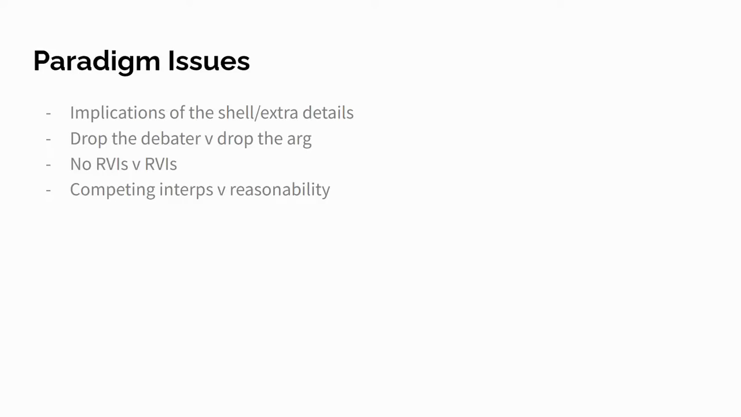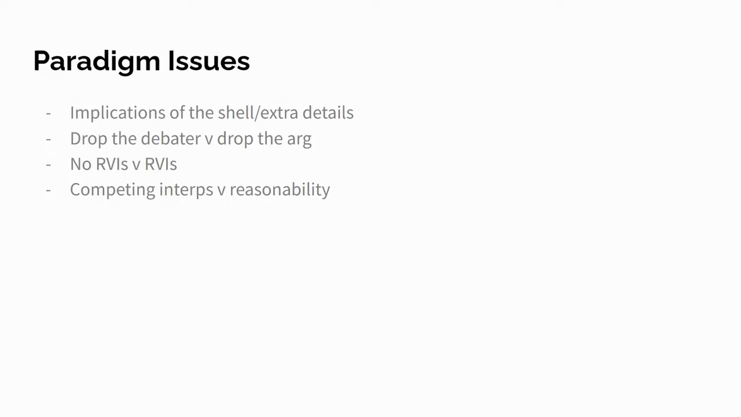Next are the paradigm issues. Paradigm issues talk about the implications of the shell and extra details of it, and they typically come at the end of the shell. The three most common paradigm issues deal with drop the debater versus drop the argument, no RVIs versus RVIs, and competing interps versus reasonability. Drop the debater versus drop the argument talks about the implication of the shell: whether you drop your opponent or just drop the argument they make that's abusive.